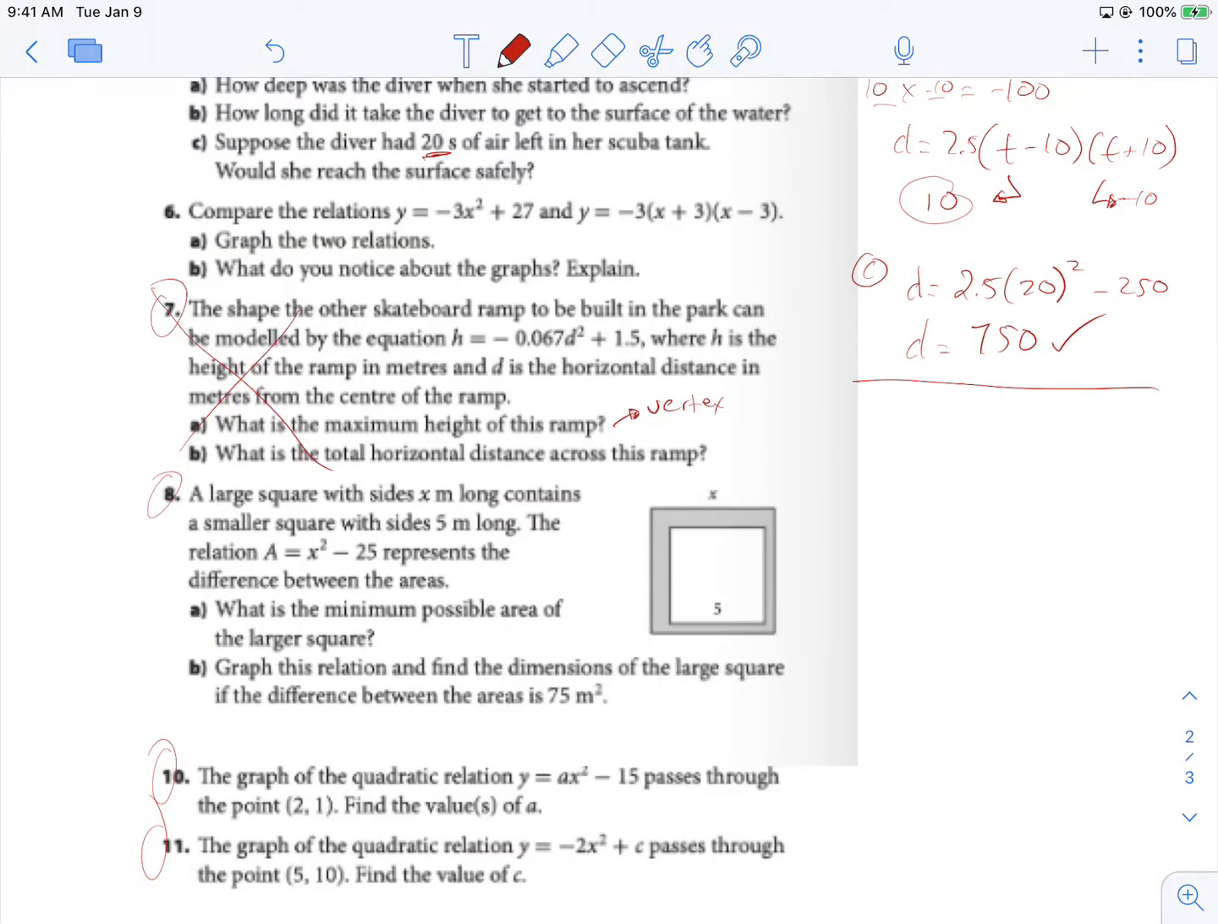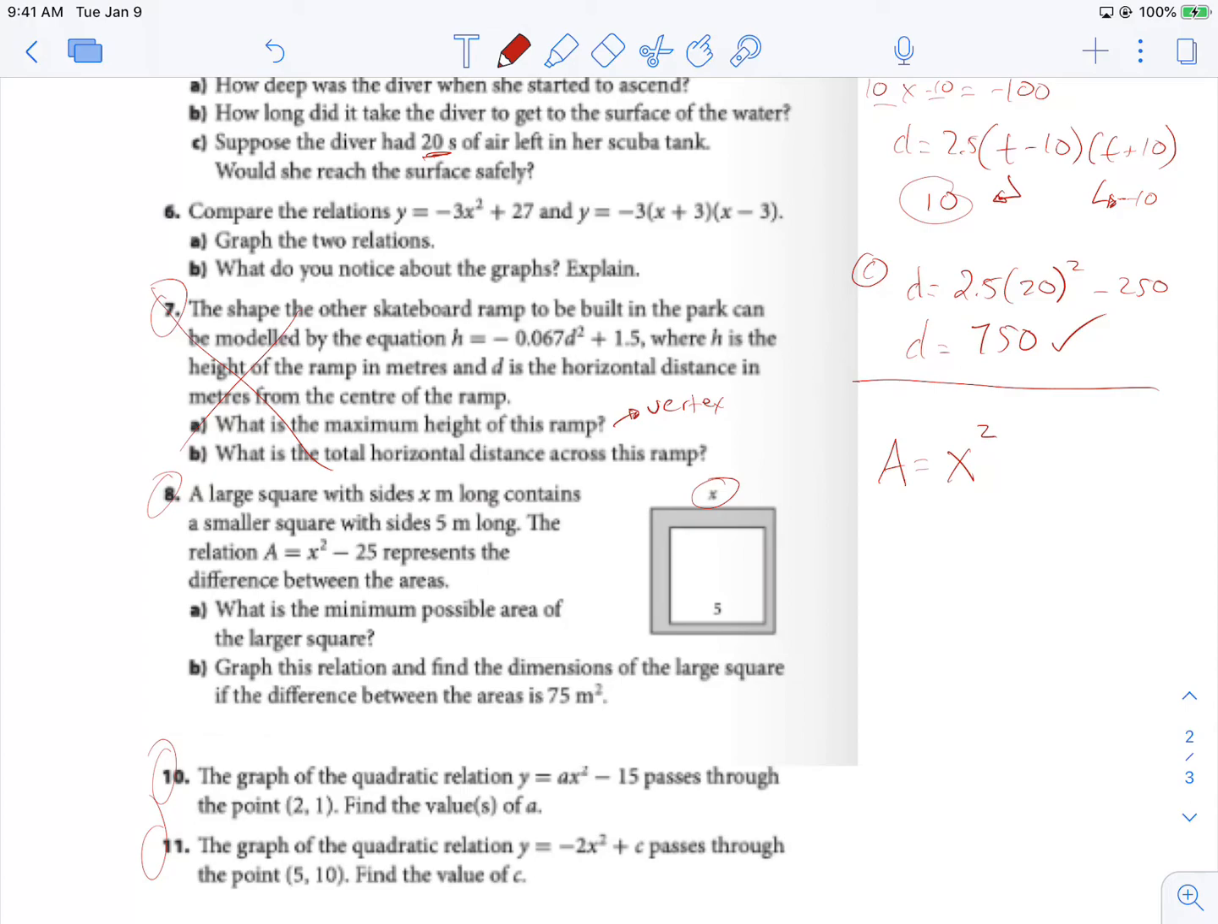Question 8 says a large square with sides x meters long, and we have a smaller square with sides 5 meters long. What is the minimum possible area of the larger square? Perfect. So how do we get area? We know area is going to be a square, so it's x squared, right?